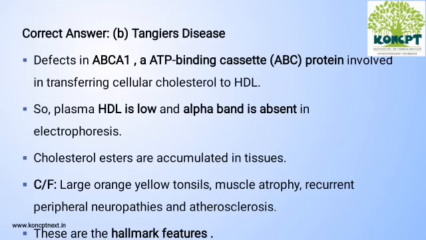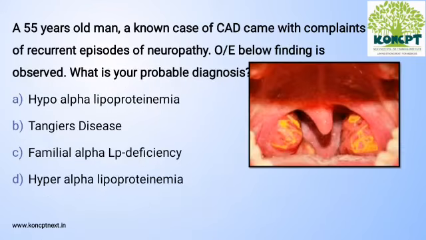So what happened? The excess cholesterol will accumulate in the body, get esterified to form cholesterol esters, and get deposited in the nearby tissues. This would result in clinical features like large orange yellow tonsils, muscular atrophy, recurrent peripheral neuropathies, and atherosclerosis. All these four features are a hallmark of Tangier's disease. In this picture you can see how the tonsils are enlarged and the cholesterol deposition in the tonsil, which is specific only for Tangier's disease.